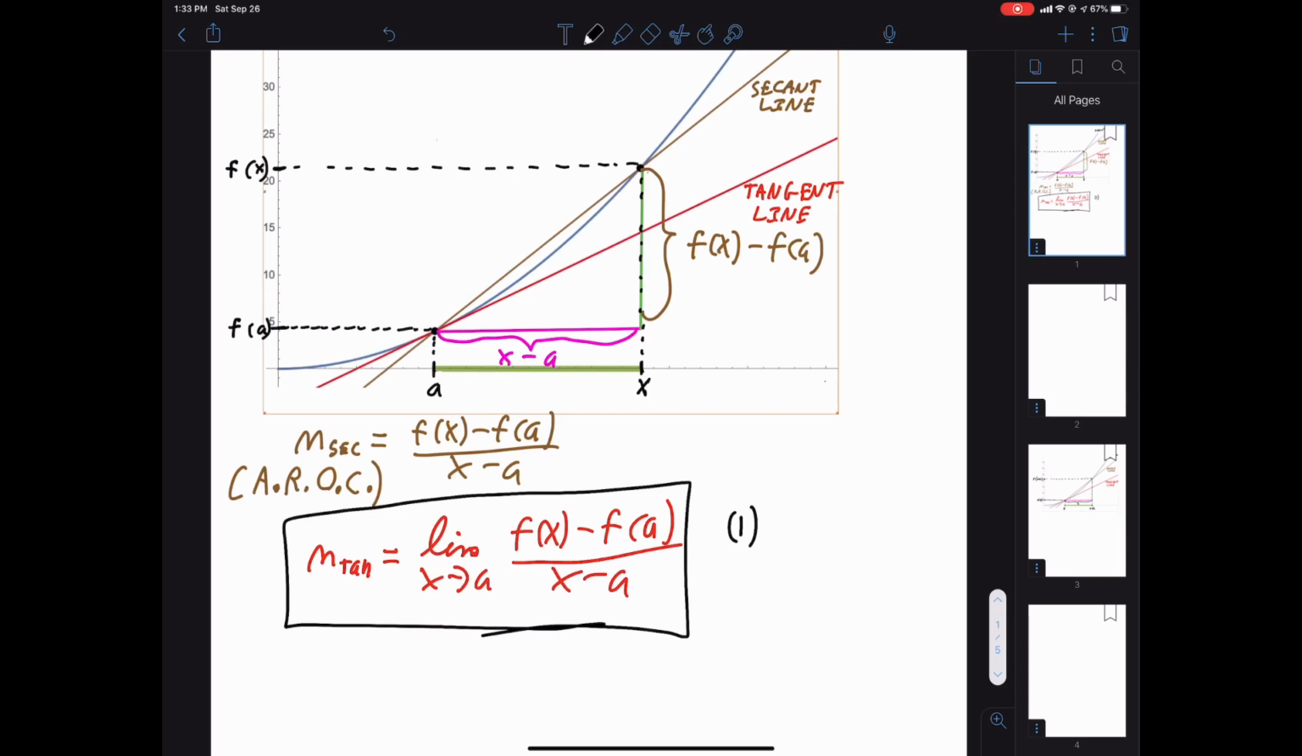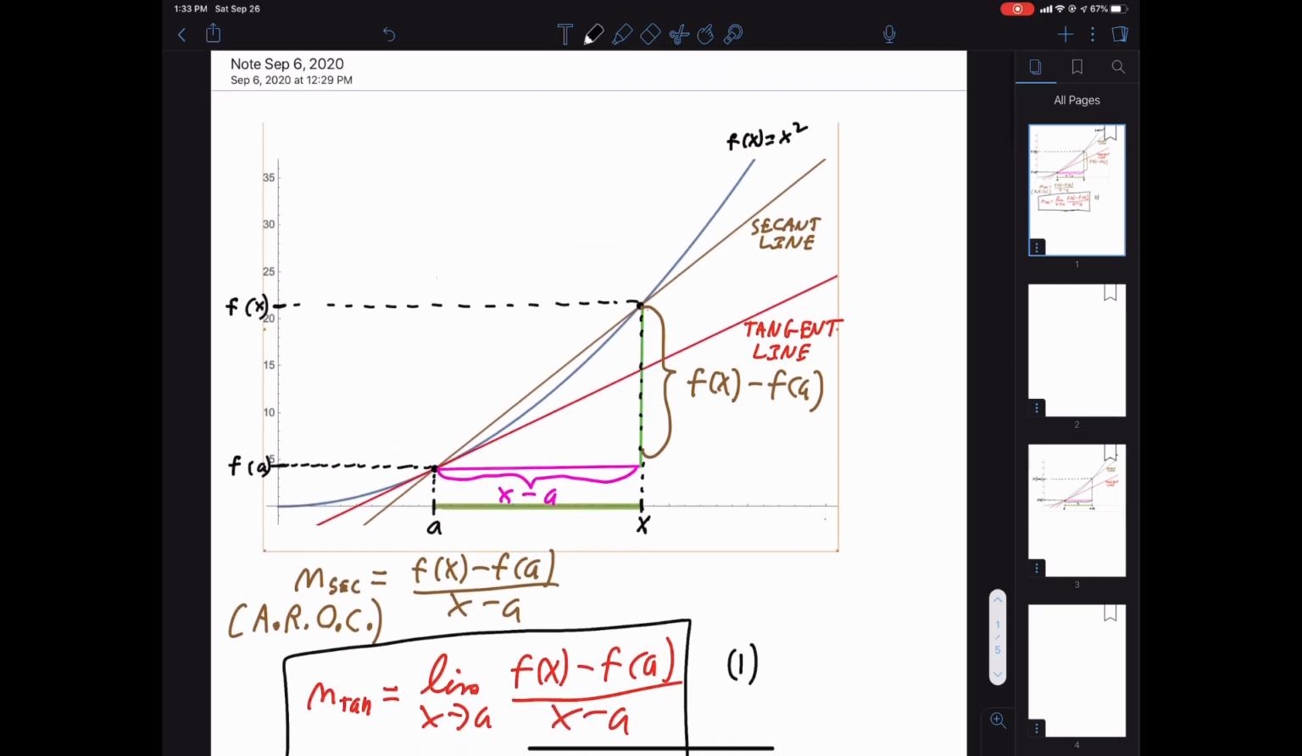The f of x minus f of a is the rise. The x minus a is the run. Why do you take the limit as x approaches a? Because as x approaches a, that secant line approaches the tangent line. All that stuff must be like in your brain, second nature. And so don't just memorize and move on. Please understand what's happening in this problem.